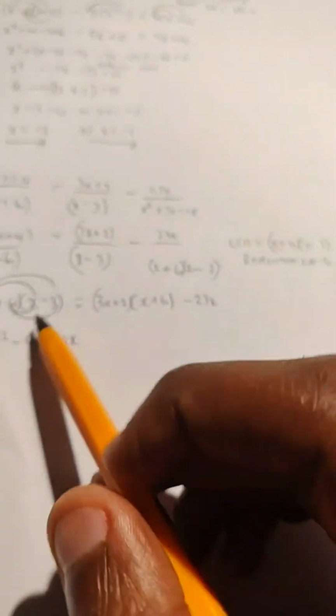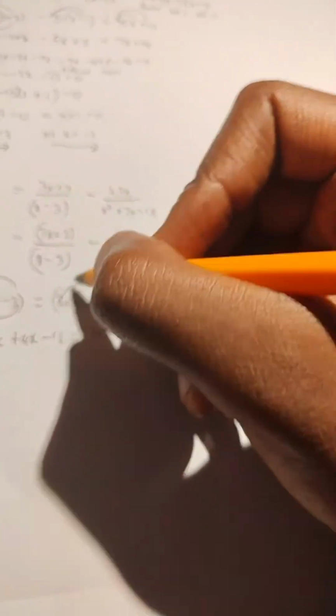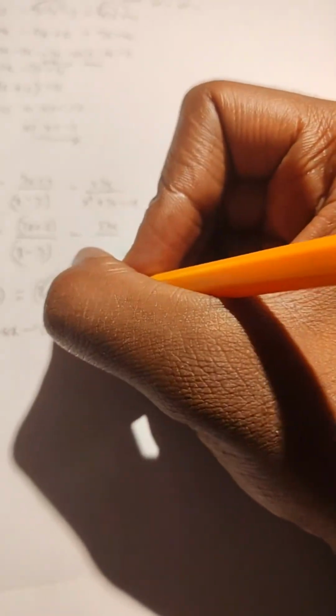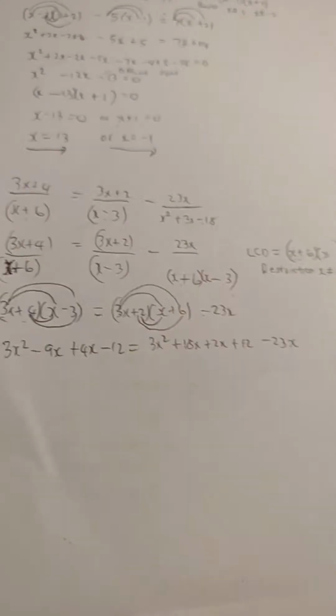3x times 3x, 3x squared. 3x times negative 3, negative 9x. 4 times x, plus 4x. 4 times negative 3, negative 12. Equal 3x times x, 3x squared. 3x times 6, plus 18x. 2 times x, plus 2x. 2 times 6, plus 12, minus 23x.